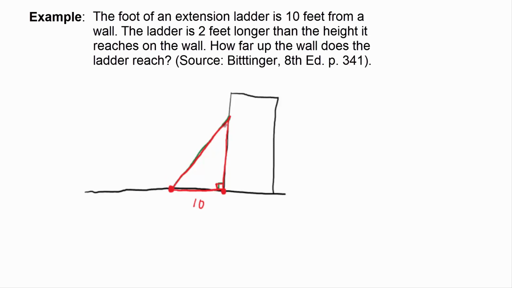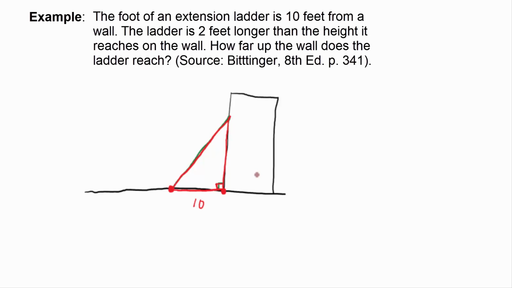Now the ladder is 2 feet longer than the height that it reaches on the wall. If you're not careful, you could get this wrong. It's telling you the ladder is longer than the wall, which makes sense. If it's leaning against the wall, the ladder, the hypotenuse, has to be longer than the other vertical leg, which coincides with that part of the wall.